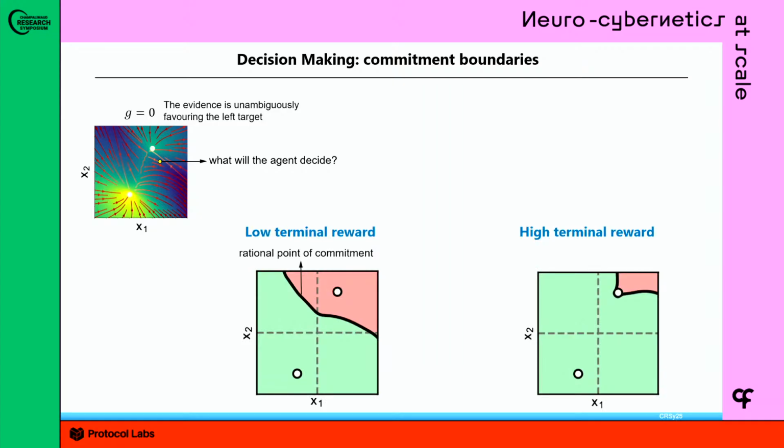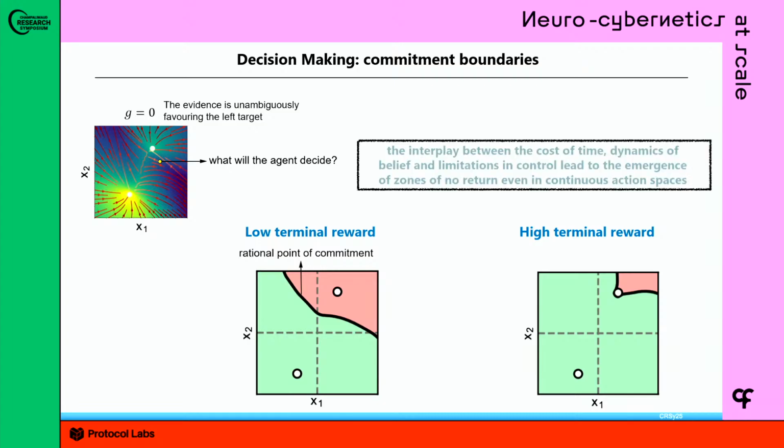But what's going to happen if we run this and we move this point around, we're going to see that actually there are many cases, particularly in the low terminal reward setting, where the network chooses to make a mistake. And we think that this is something that we can see, particularly because of the interplay between the cost of time, the dynamics of the belief, and the emergence of zones of no return in continuous action spaces.